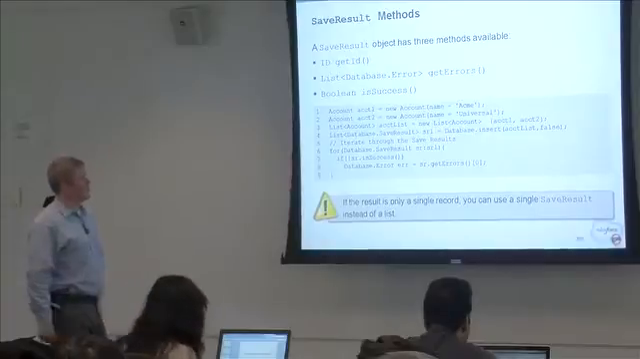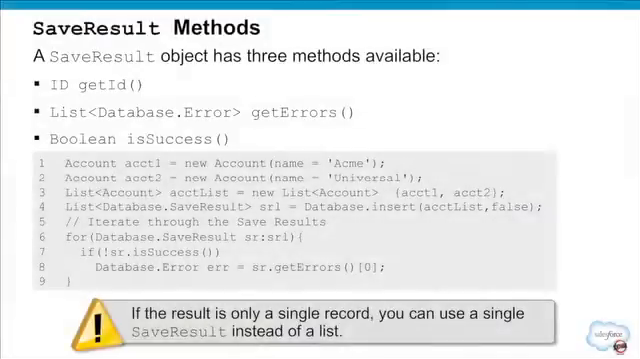When you get back your list of save results, there is an isSuccess flag. And then if it did not succeed, you can access the errors associated with that record.